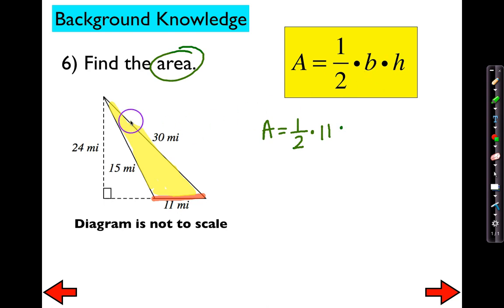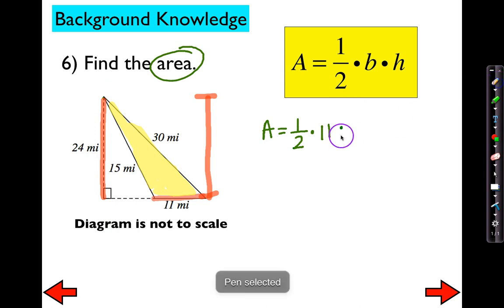Again, be careful. Do you think the height is 24? That's straight up and down, or do you think it's 15? Or maybe do you think it's 30? Well, if I were to measure this triangle, I would measure it from here to here. And the only number that describes this distance is actually the 24 miles. So again, please make sure height is usually a straight up and down line. It's not slanted at all. So I'm going to write that it's 24.